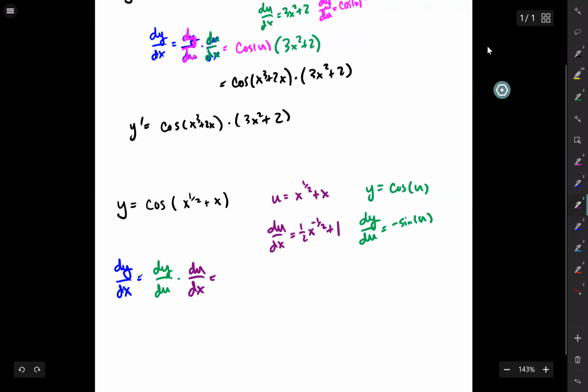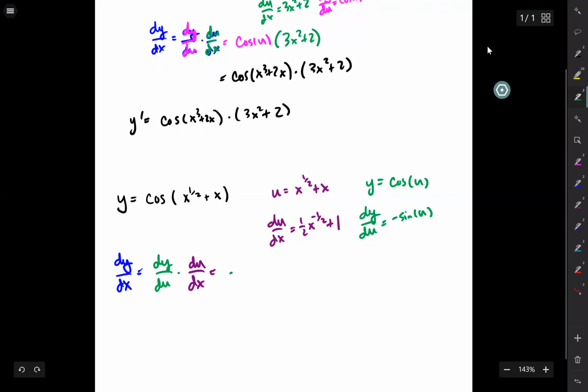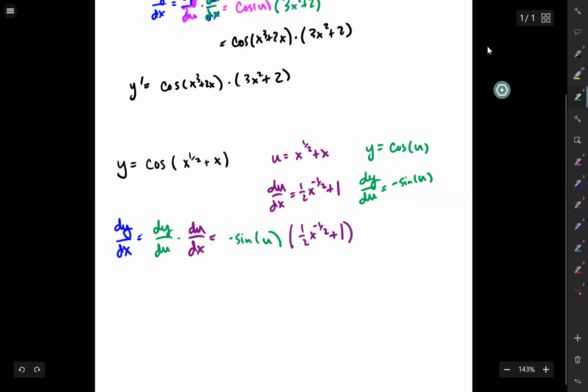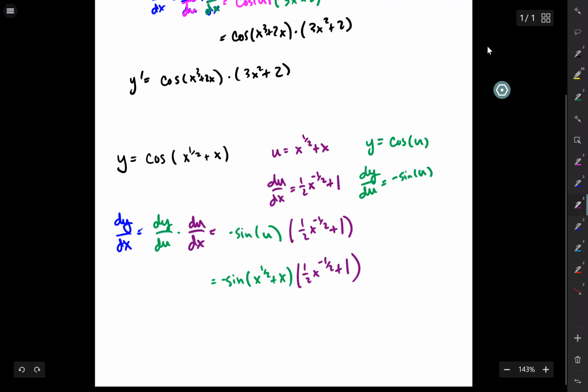So in this case, that's going to be negative sine of u times 1/2 x to the minus 1/2 plus 1. And so then I plug in u, get negative sine of x to the 1/2 plus x times 1/2 x to the minus 1/2 plus 1.